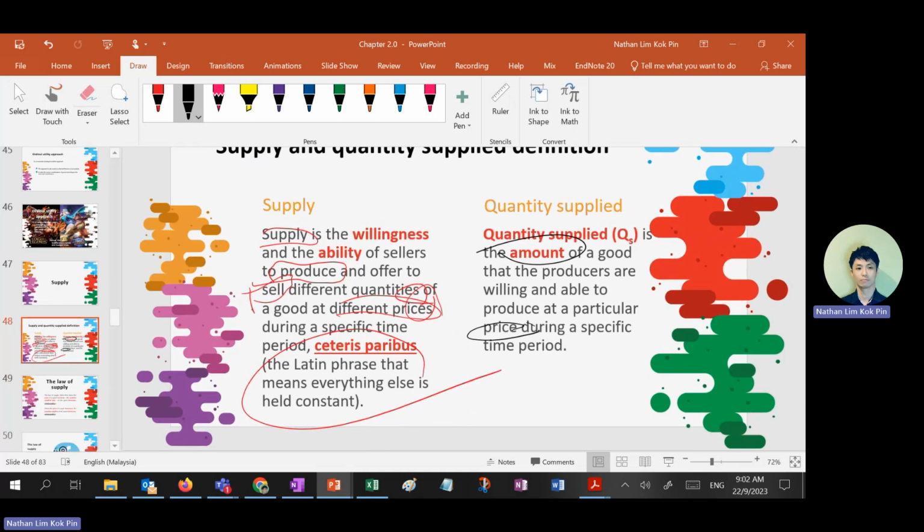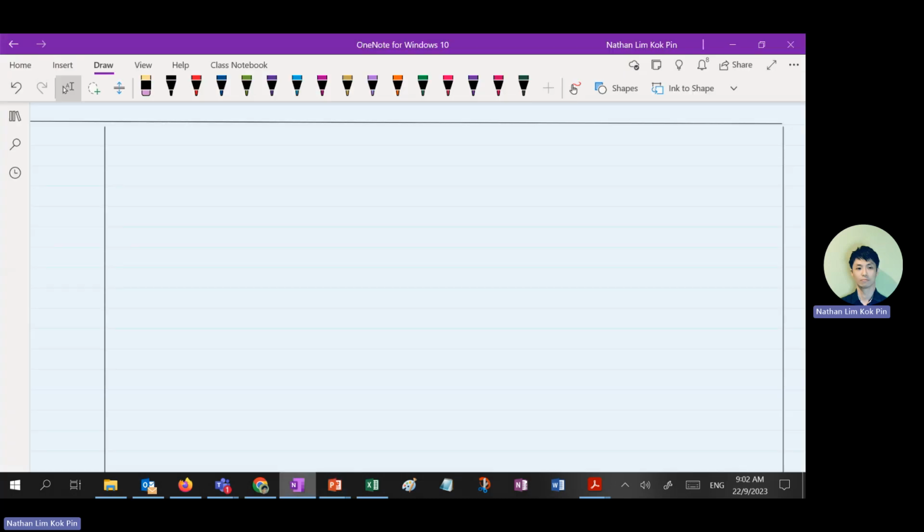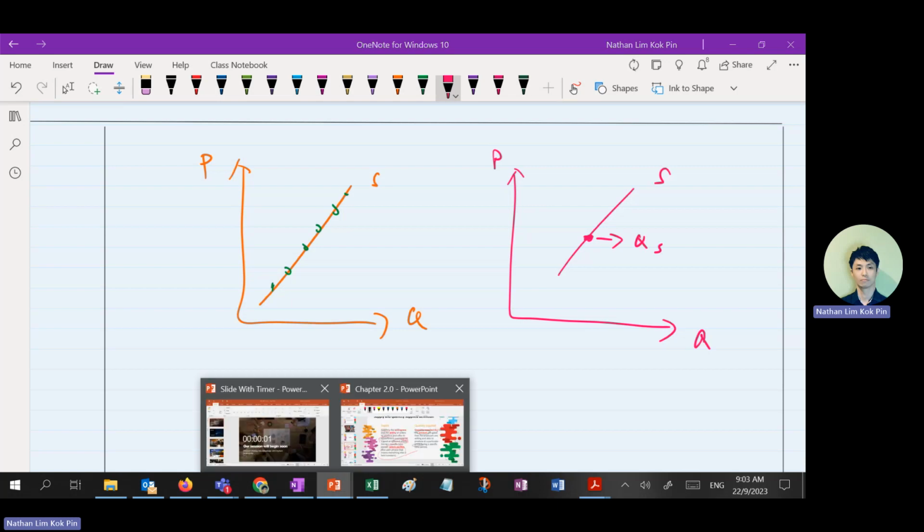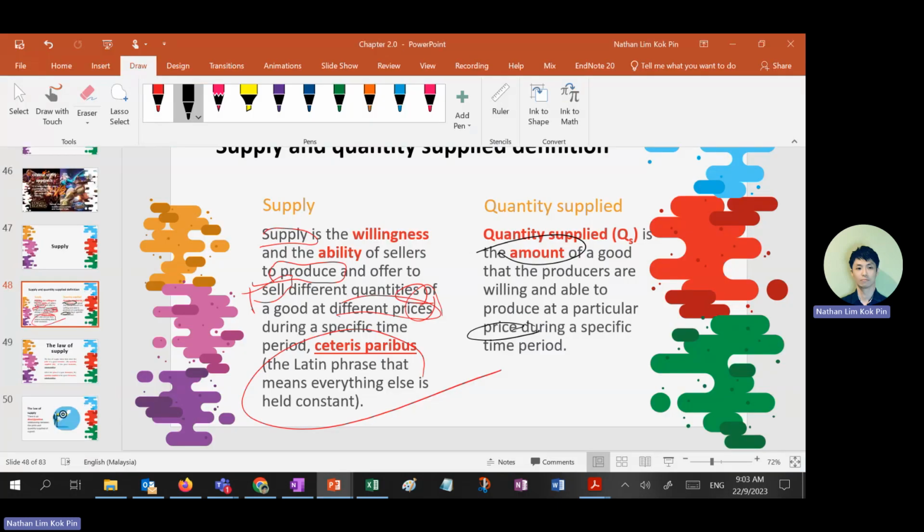So supply, pretty straightforward. This is supply. Later on, you see this is P, this is Q. Supply is many points linked together. Quantity supplied, later you'll see, is only one of the points inside. This is quantity supplied. Okay, pretty straightforward. I will not go through the ceteris paribus variables again.